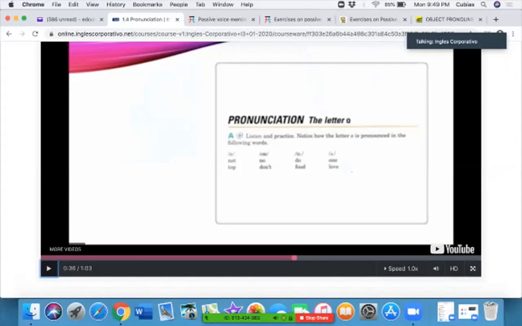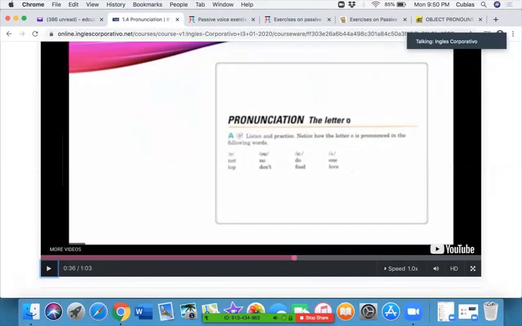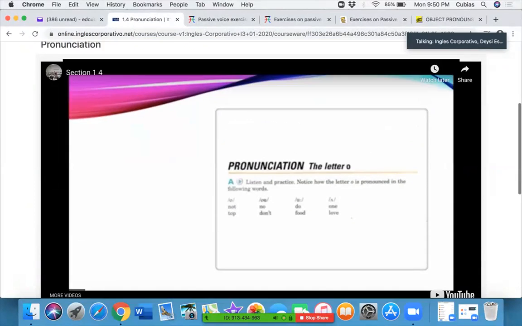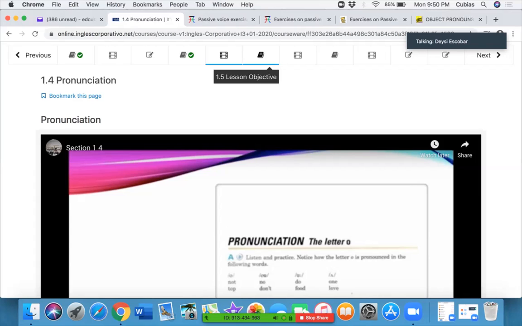Okay. Then we have do, food. One, love. So you see the O has four different pronunciations. Is this part okay? Yes, it has many sounds. The sound with not, the sound with no, do, one. So it's four different sounds. Not, no, do, one.